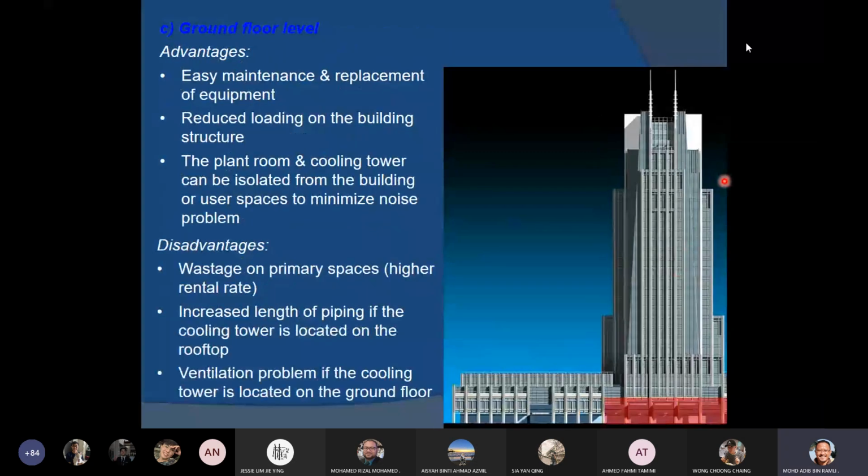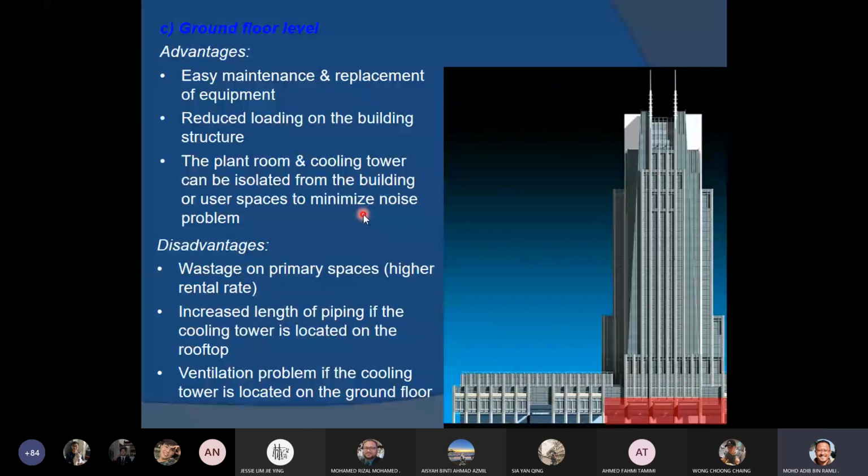Then ground floor level advantages: easy maintenance and replacement of equipment, reduced loading on the building structure. So this is the one I mentioned, because the top floor is not that heavy, so you don't need to have a very strong column from the ground up to the top, okay, because the plant is located at the bottom here. So in terms of the cost for structure, maybe the size of the columns can be slightly reduced, right? So that would be the plus point.